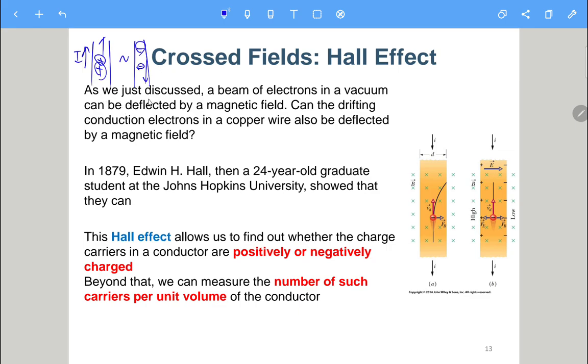So here it says, as we just discussed, a beam of electrons in a vacuum can be deflected by a magnetic field, and the drifting conduction electrons in a copper wire are also deflected by a magnetic field. In 1879, almost 150 years ago, Edwin Hall, then a 24-year-old graduate student at Johns Hopkins University, showed that this Hall effect allows us to find whether the charge carriers in the conductor are positively or negatively charged. Beyond that, we can measure numbers such as the carriers per unit volume of the conductor. So this is playing with some equations.